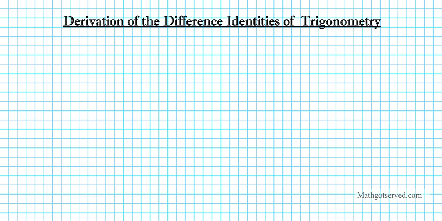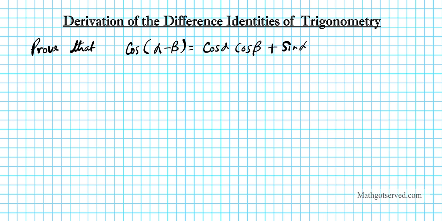Hey there, students. In this clip, we're going to be deriving the difference identity for cosine. So let's write down the task we're going to accomplish. We're going to prove that cosine(alpha minus beta) equals cosine alpha cosine beta plus sine alpha sine beta. This is the difference identity for cosine.